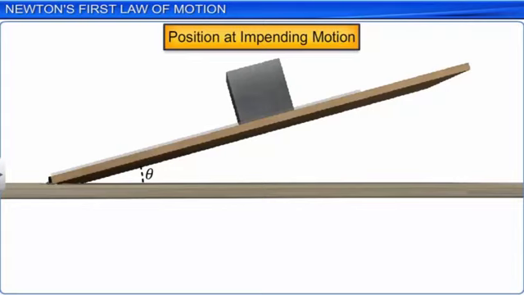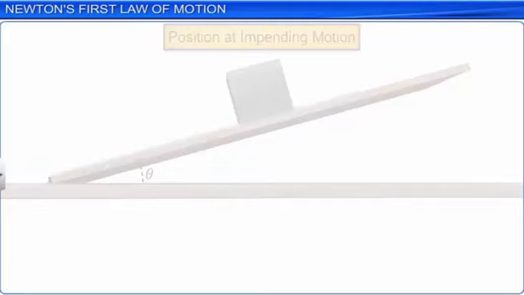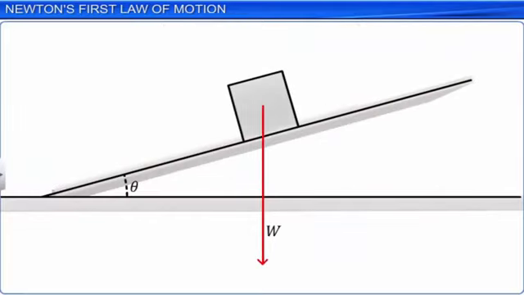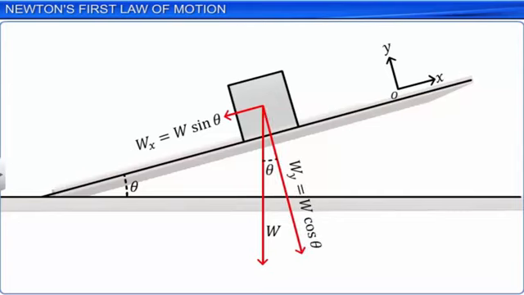We now have to identify the external forces acting on the iron cube. W Newton is the weight of the iron cube acting vertically downward. On resolving this force, W, along the x and y directions, we get Wx is equal to W sin theta and Wy is equal to W cos theta. As W and theta are known to us, Wx and Wy can be calculated.